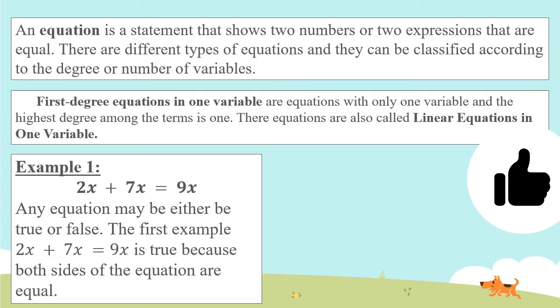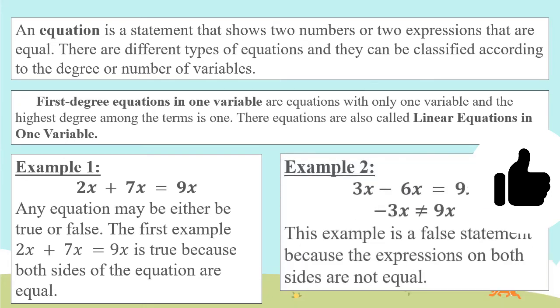Let's find out if it is true that 2x plus 7x is equal to 9x. The first example, 2x plus 7x is equal to 9x, is true because both sides of the equation are equal. Why are they equal? When you add 2x plus 7x, that will be 9x, and that is equal to 9x. That's why it is true. Example number 2, 3x minus 6x is equal to 9x. When you subtract 6x from 3x, the result is negative 3x. So negative 3x is not equal to 9x. This symbol is called not equal to. Therefore, this example is a false statement because the expressions on both sides are not equal.